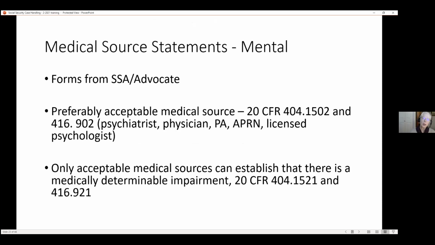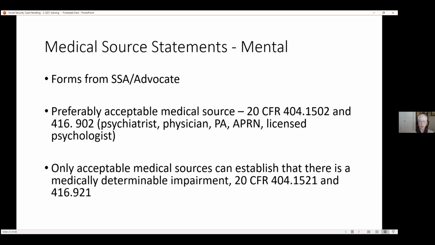So a lot of times you can get the therapist to actually fill it out, because it takes work, and then get the psychiatrist to sign it. I've seen that a lot, if the psychiatrist wants to be helpful but doesn't want to fill out a form. Only acceptable medical sources can establish that there's a medically determinable impairment.